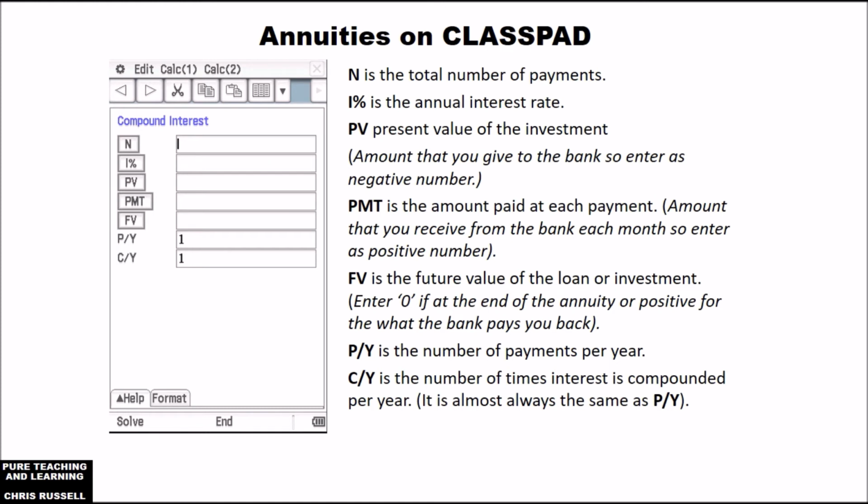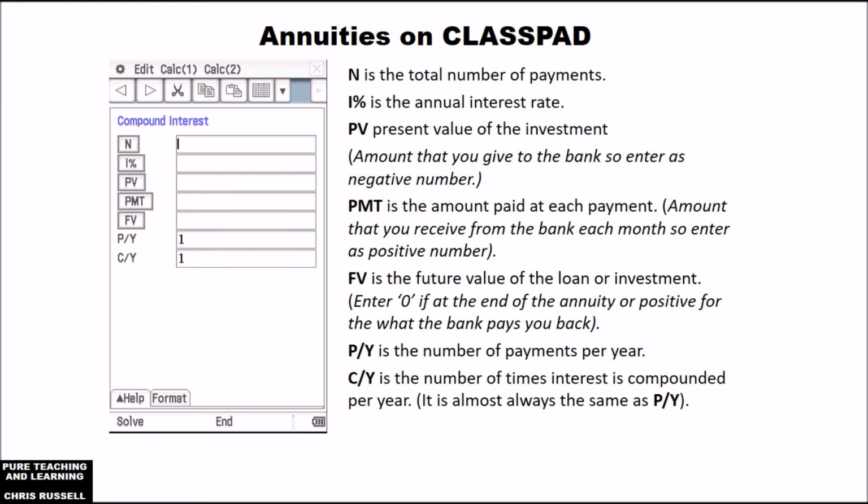Annuities on the ClassPad using the financial solver. Here N is the total number of payments, I percentage is the annual interest rate, PV is the present value of the investment, so the amount that you give to the bank, so enter as a negative number. So just remember, any money or value that you give to somebody else, it's always going to be a negative value. Every time money goes to you, it is positive.